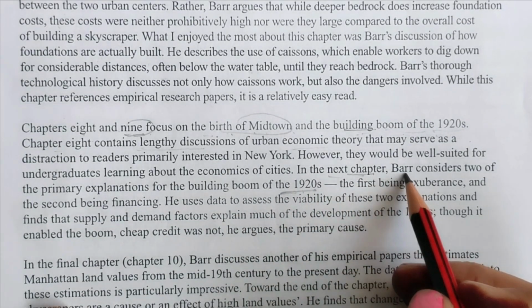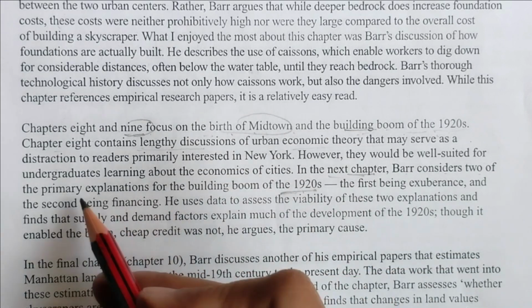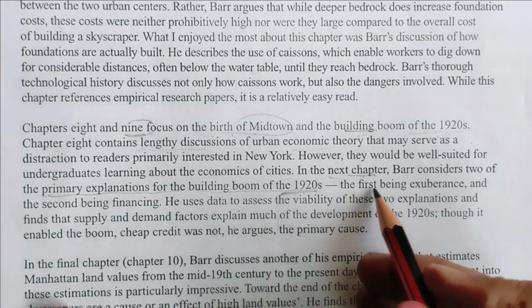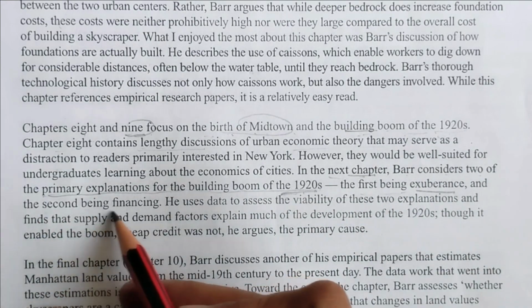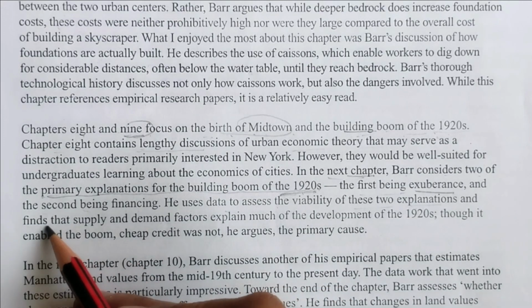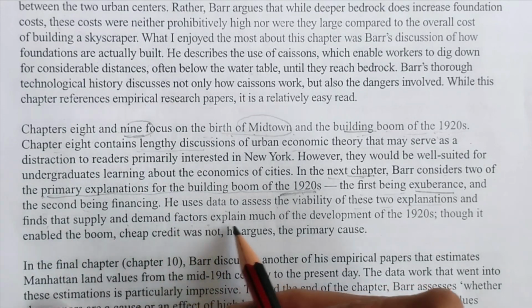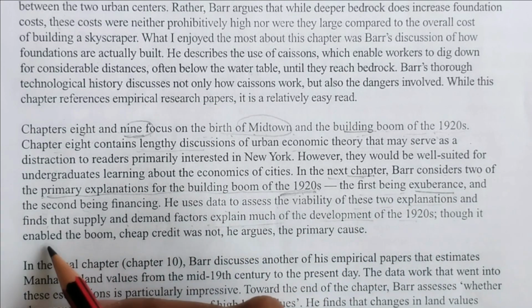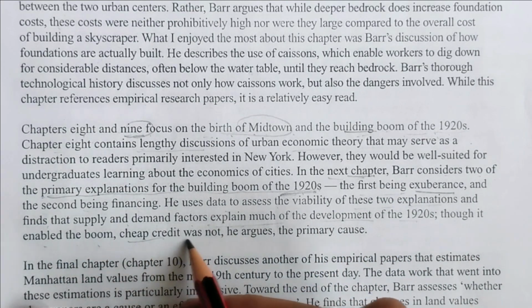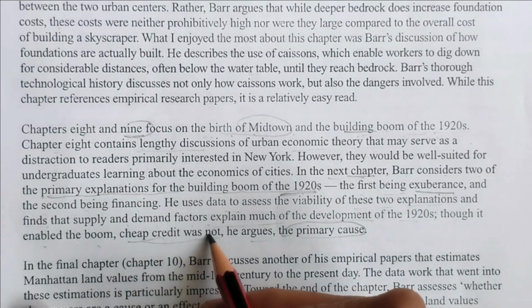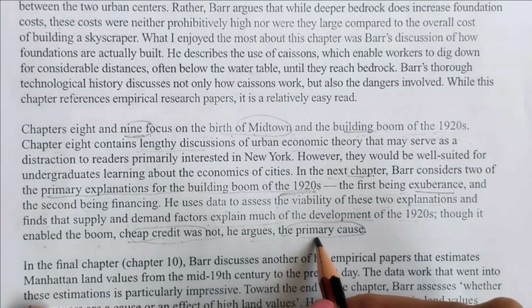In the next chapter, Barr considers two of the primary explanations for the building boom: the first being exuberance, the second being financing. He uses data to assess the viability of these explanations and finds that supply and demand factors explain much of the development of the 1920s. Though it enabled the boom, cheap credit was not, he argues, the primary cause.